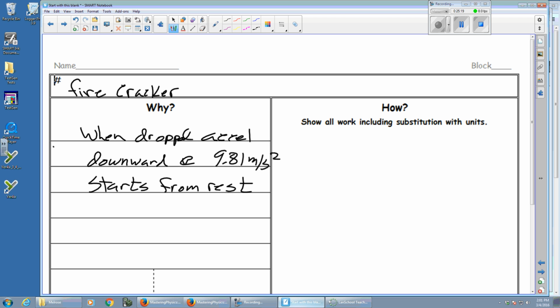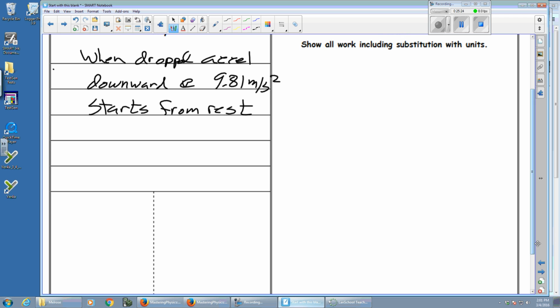And then I'm going to leave a space. The next concept is the fact that then it explodes. When it explodes, momentum is conserved.